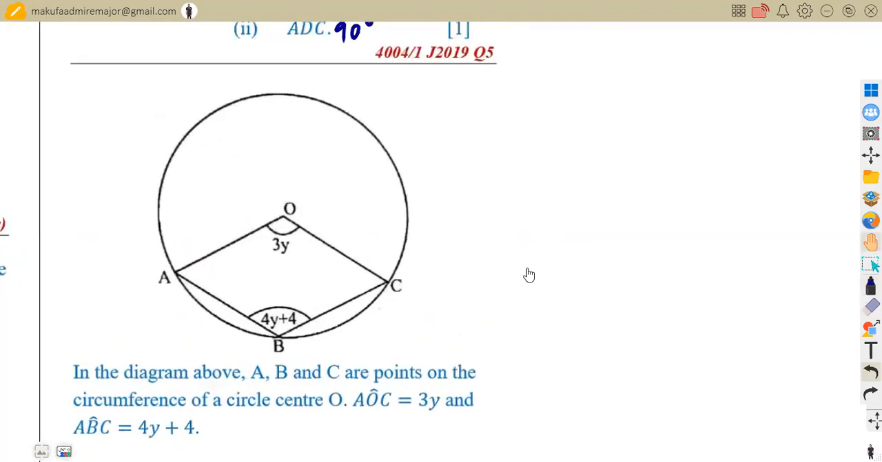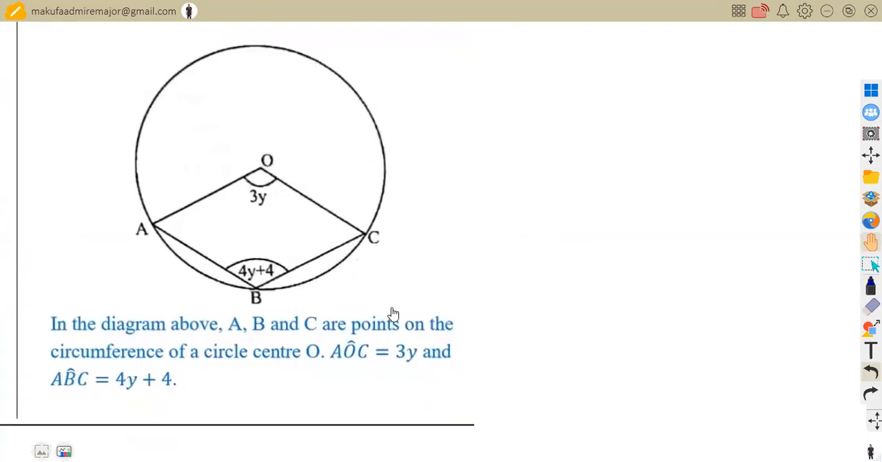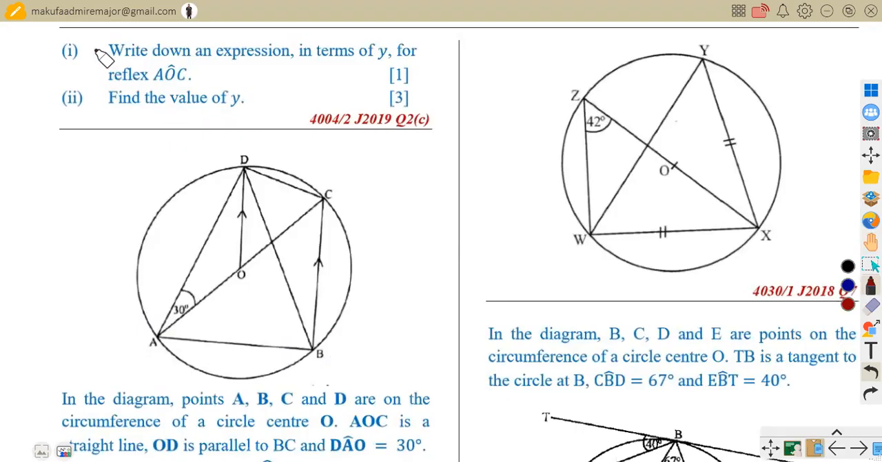Then on this one, we are given a circle, in this case, in the diagram above A, B, C, points on the circumference of a circle center O, and we're given the angle AOC, which is 3y, and ABC, which is 4y plus 4. Okay, so these are the two angles that we are given. Our first part of our question was, write down an expression in terms of y for reflex AOC. Then item 2, find the value of y. All right, so let us check.